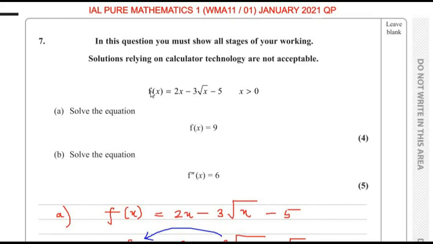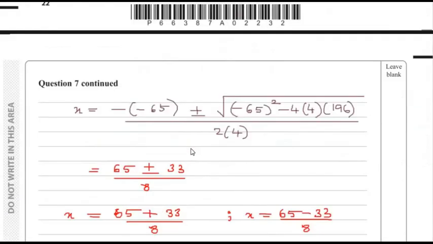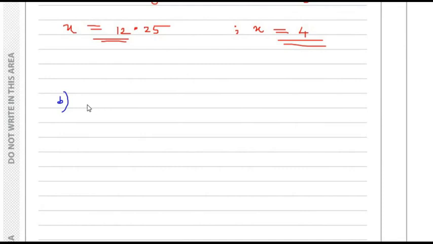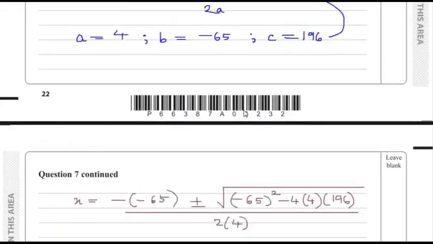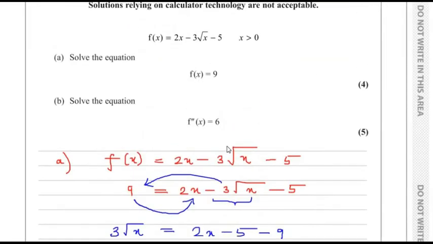So first of all, let us write down what f of x is given here. So f of x is equal to 2x minus 3 root x minus 5.